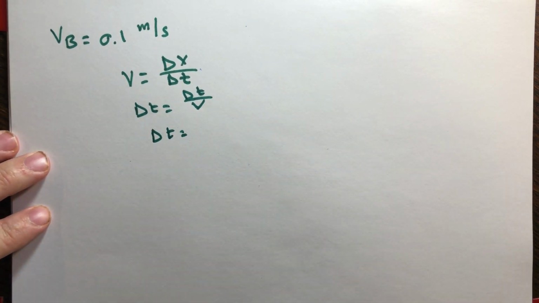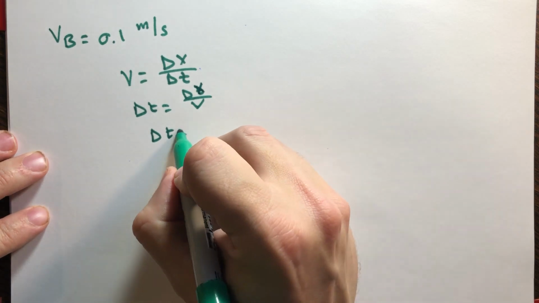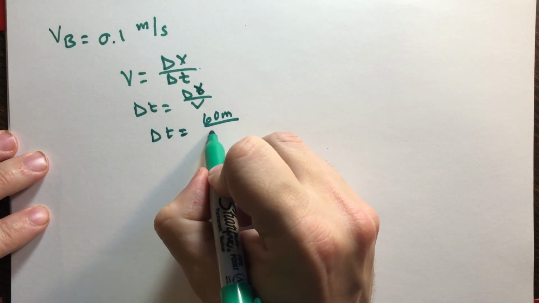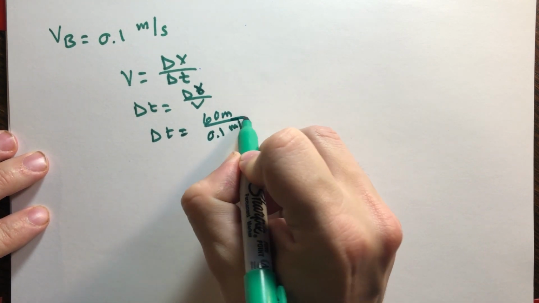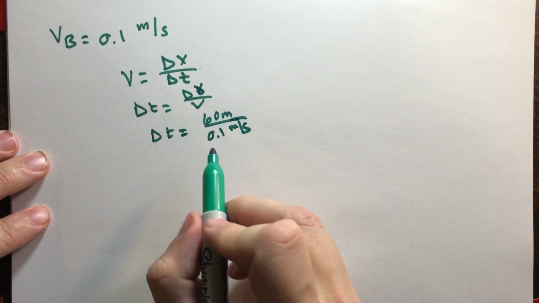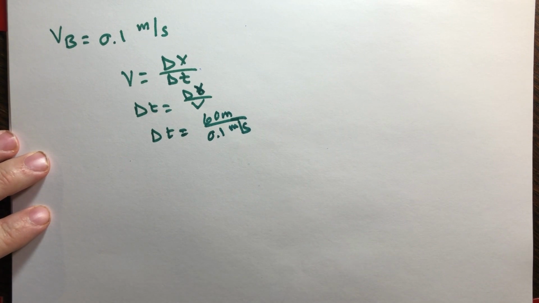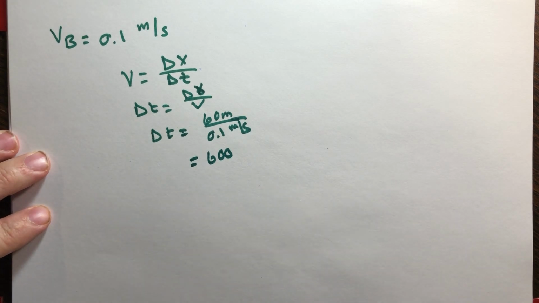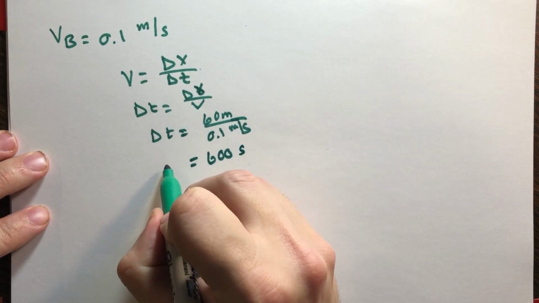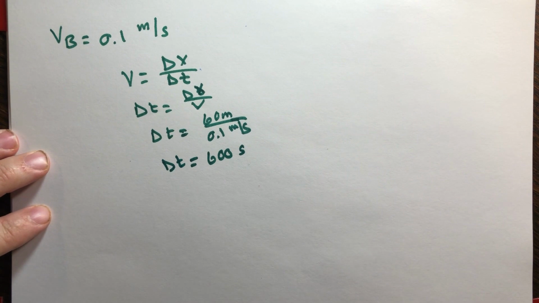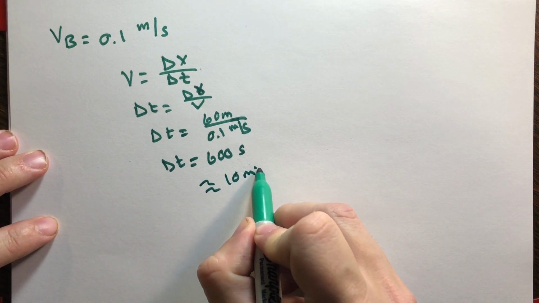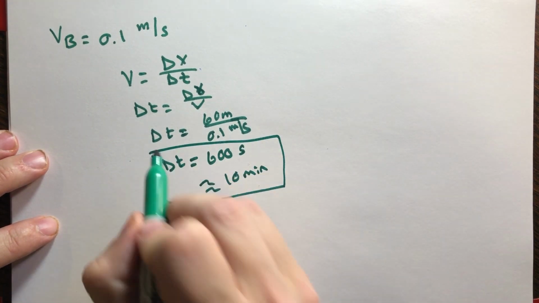Well, change in position is 60 meters over our velocity of 0.1 meters per second. So that's going to give us 60 divided by 0.1, which should be 600. Meters divided by meters cancels out. Your second flips to the clock, 600 seconds. So 600 seconds is how long it takes you, and converting that into minutes, that's about 10 minutes. So it might take you a while, but you will get there.